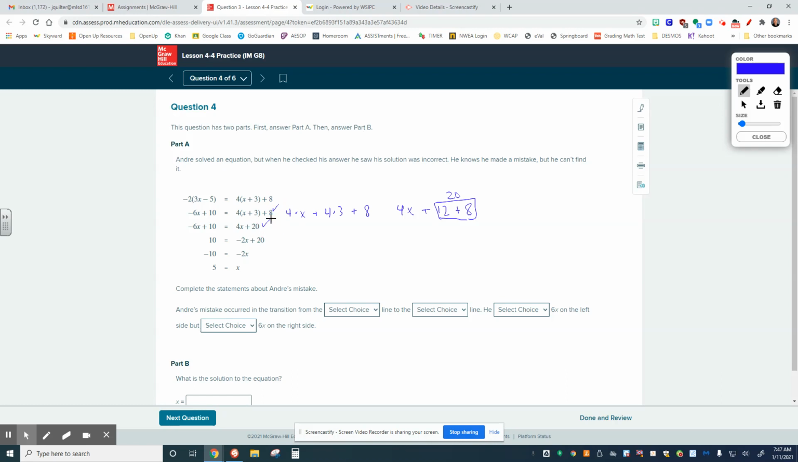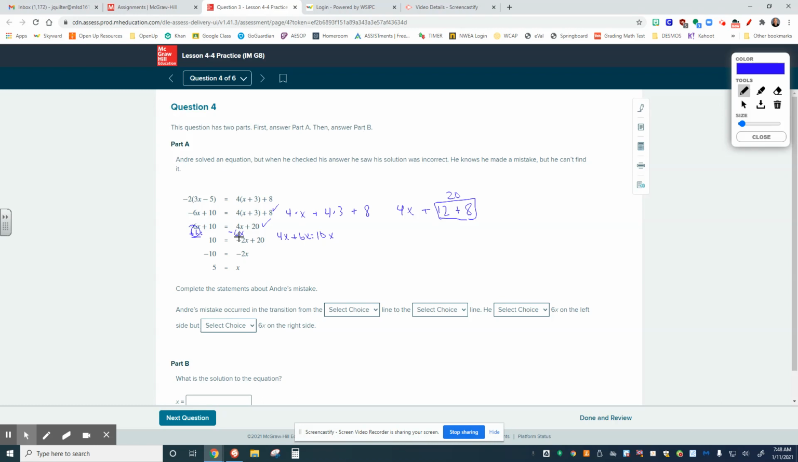The very next step, he got rid of his 6 times x. So how did he do that? I would go like this, adding 6x to make that 0. And right here, I would add 6x to make that... 4x plus 6x is 10x, not 2x. So I think what happened here, this is what I think he did wrong. The way that he got the -2x is, I think that he subtracted 6x instead of adding the 6x.